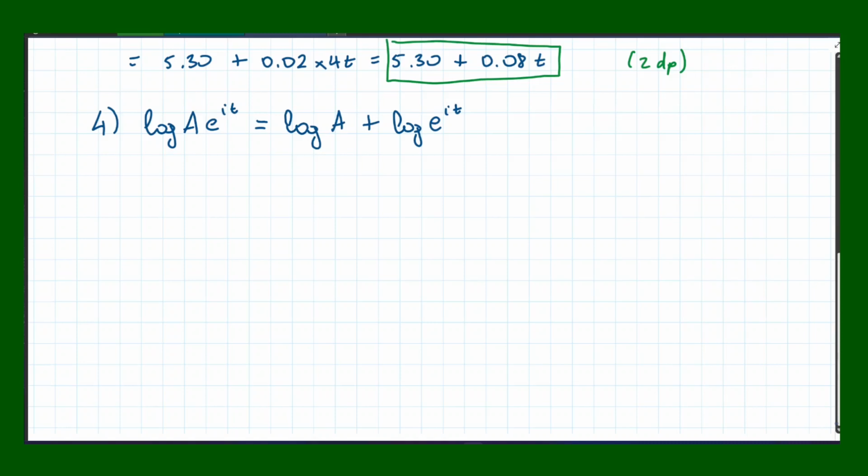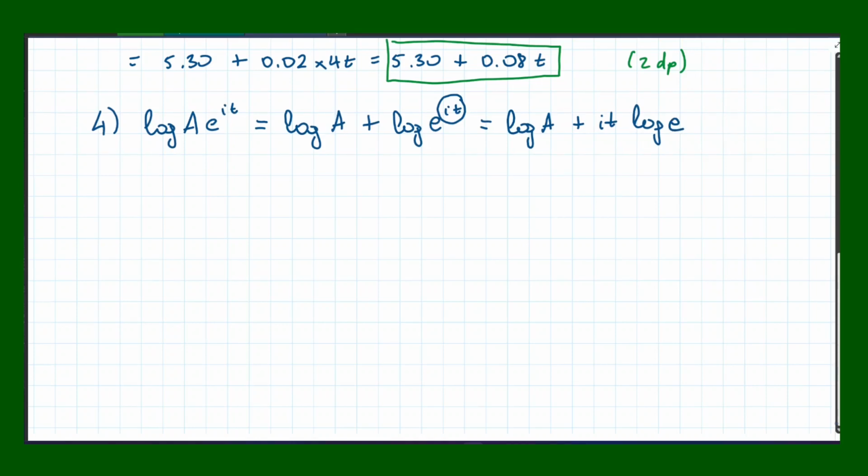The next thing that I can do is I've noticed that in the second log term, there's an exponent, and that exponent can be brought down as a multiplier. So the first will not change. It's log a plus i t times log e. And I'm going to stop here.